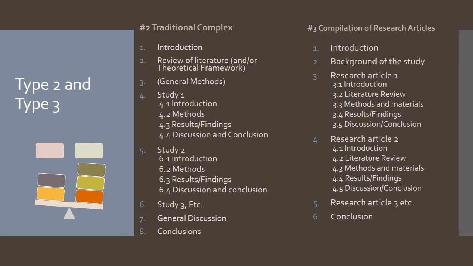Type number 2, called traditional complex, is called traditional or follows the traditional structure in that it has an introduction, it's got the review of literature, a methodology, and a results and conclusion section. However, as you can see, instead of just one study with one set of methods and one set of findings and discussions, you actually have 2 separate studies that probably share a theoretical framework and share one general set of methodology.